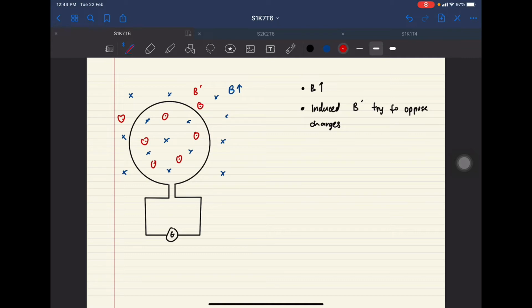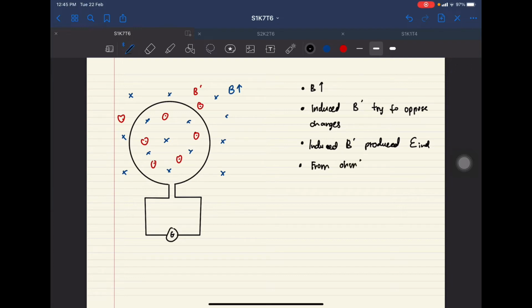So this is your B prime, or B induced. If you want to determine the direction of induced current and induced EMF, you have to use the right hand grip rule, and you have to refer to this particular direction, the B induced. If you are using the right hand grip rule, the induced B will produce an induced EMF.